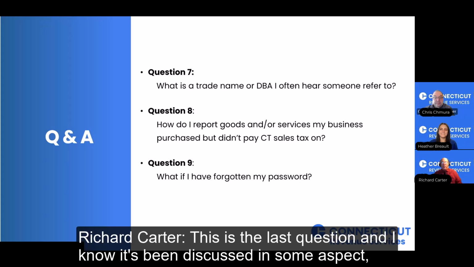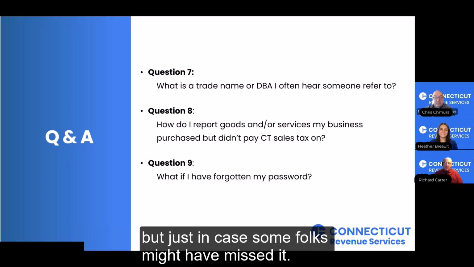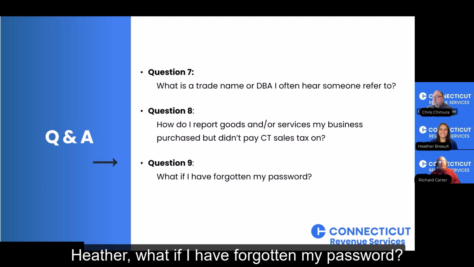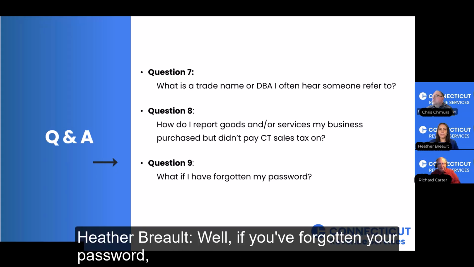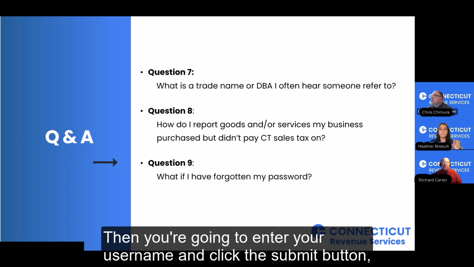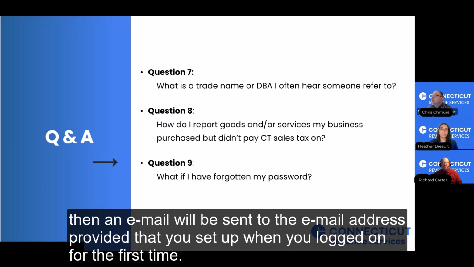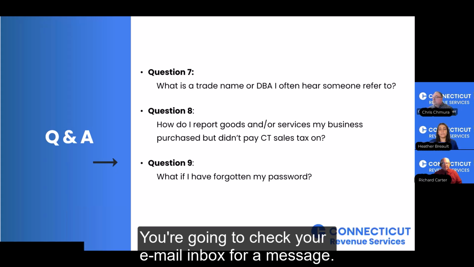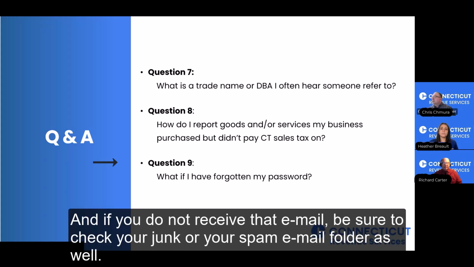Good. And here now is the last question, and I know it's been discussed in some aspects, but just in case some folks might have missed it, Heather, what if I have forgotten my password? Well, if you've forgotten your password, you just click the Forgot Username and Password hyperlink that's on the MyConnect homepage. Then you're going to enter your username and click the Submit button, and then an email will be sent to the email address provided that you set up when you logged on for the first time. You're going to check your email inbox for a message, and if you do not receive that email, be sure to check your junk or your spam email folder as well.